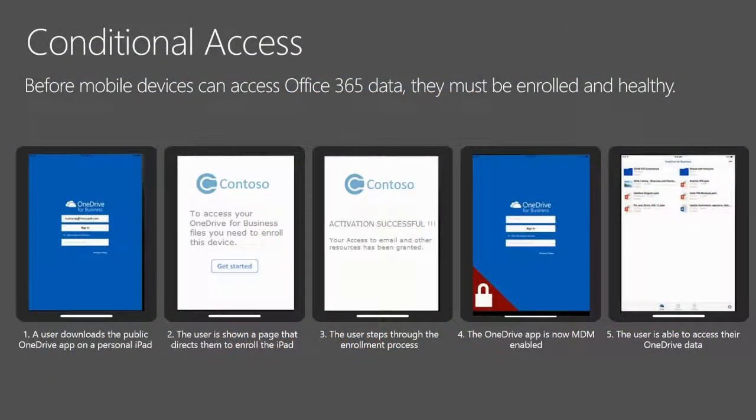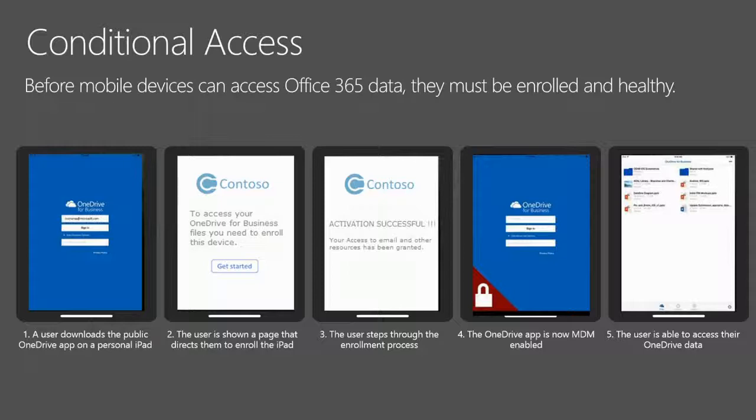So let's talk about what those three big areas are. The first one's conditional access. Here's the way it works. You download an application, the standard Office apps: OneDrive, Word, Excel, PowerPoint. They connect to Office 365, and it gives them a prompt that says, hey, you need to enroll this iPad. They go through a number of enrollment steps. Once that device is enrolled in Intune and it is fully compliant, only then can you have access.